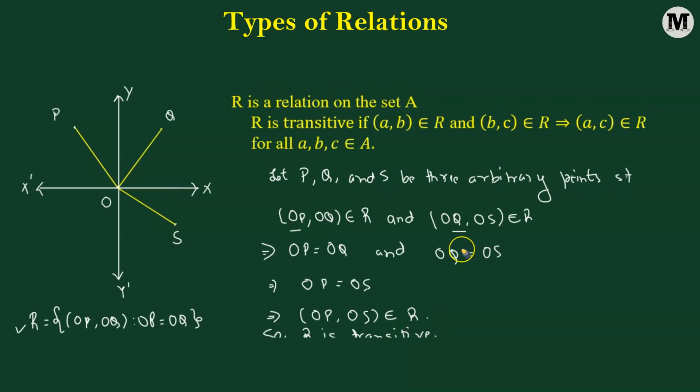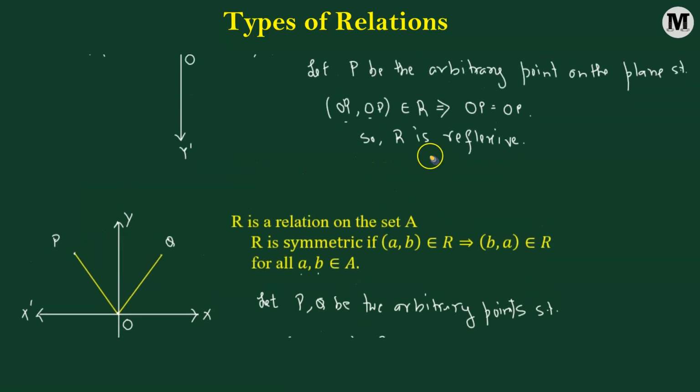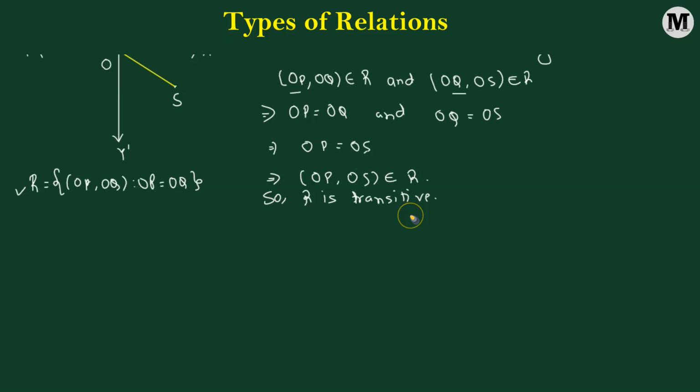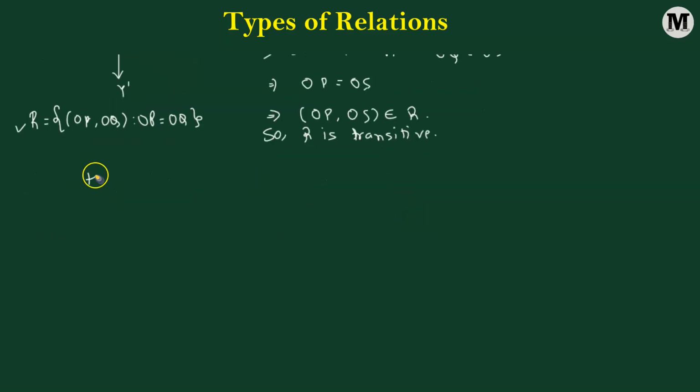Now we can finally say that since our given relation is reflexive, symmetric, and transitive, hence our relation R is an equivalence relation. Hence proved.